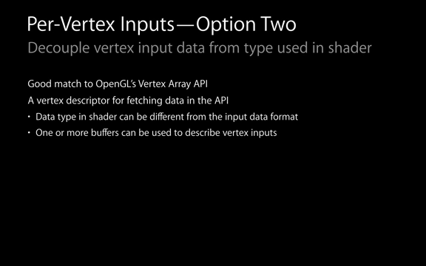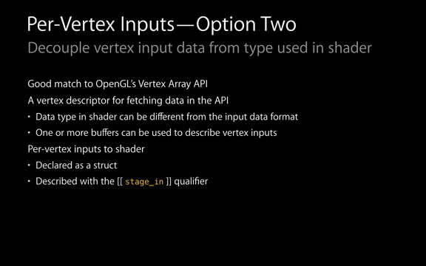So the thing you will do in the runtime is you will create a vertex descriptor. So in this descriptor, for each input, you're going to specify the buffer it comes from, where inside the buffer, what is the format, things like that. And you may have one or more buffers for your inputs. In the shader, everything that is an input, you're going to declare in a struct. And remember, I said anything that's user-defined information that you want to generate per instance, you have to use StageIn. So that's how you declare it. So let's look at a code example.